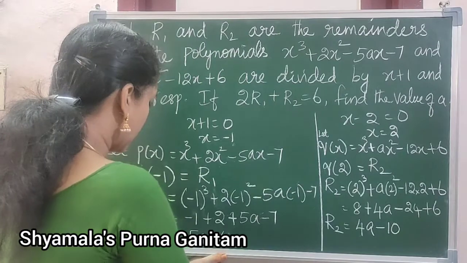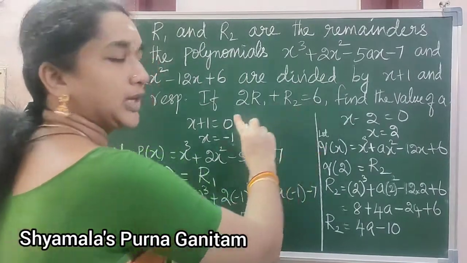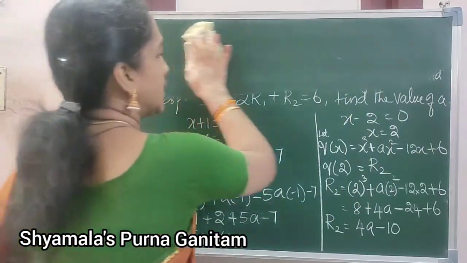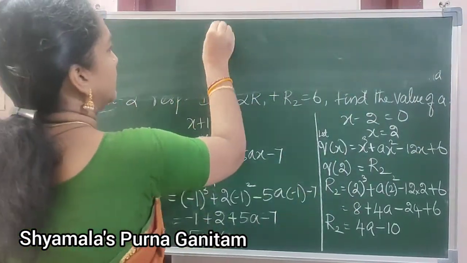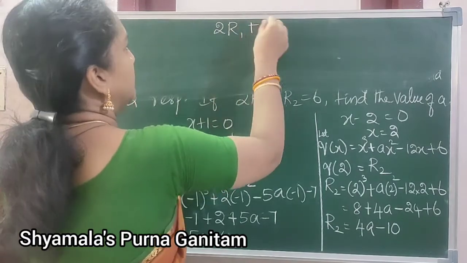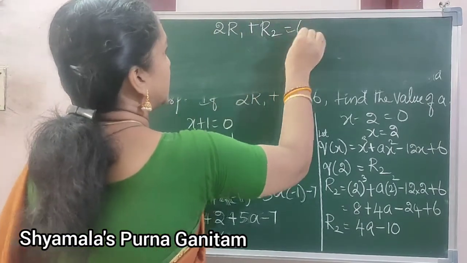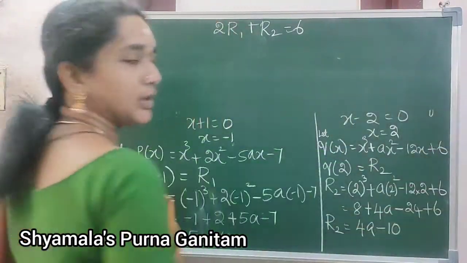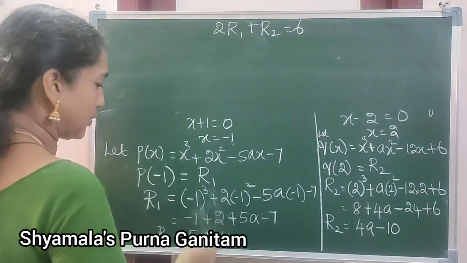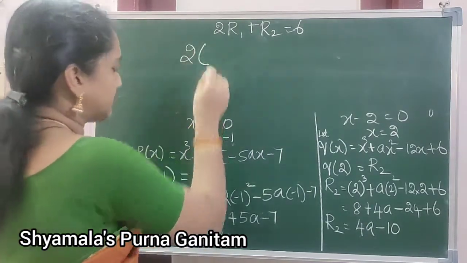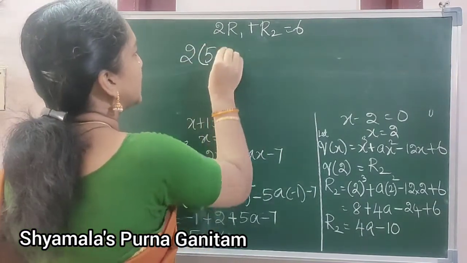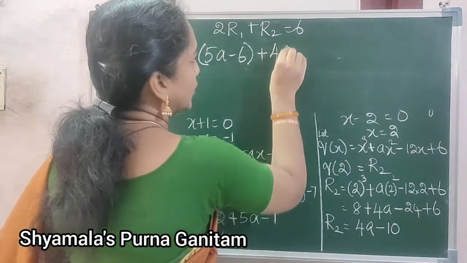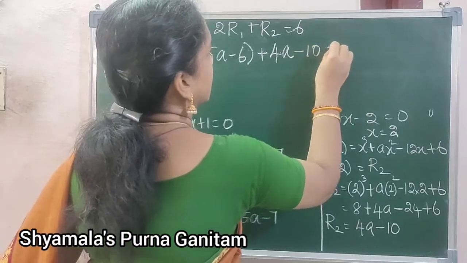Now, these R1 and R2 values have to be substituted in the given equation. So, what is the given equation? 2R1 plus R2 is equal to 6. We will be substituting in this. So, 2 times the R1 value, 5a minus 6, plus the R2 value, 4a minus 10, is equal to 6.